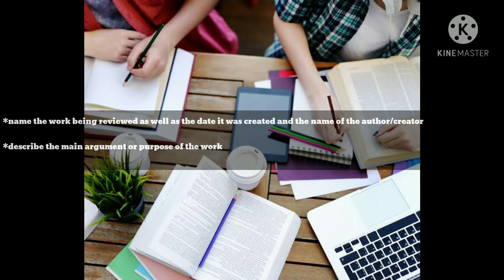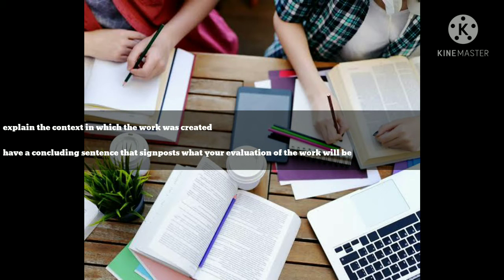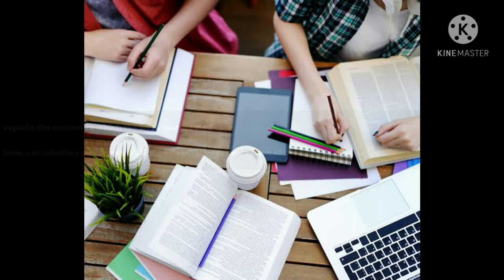Describe the main argument or purpose of the work. Explain the context in which the work was created. This could include the social or political context, the place of the work in a creative or academic tradition, or the relationship between the work and the creator's life experience. Have a concluding sentence that signposts what your evaluation of the work will be. For instance, it may indicate whether it is a positive, negative, or mixed evaluation.